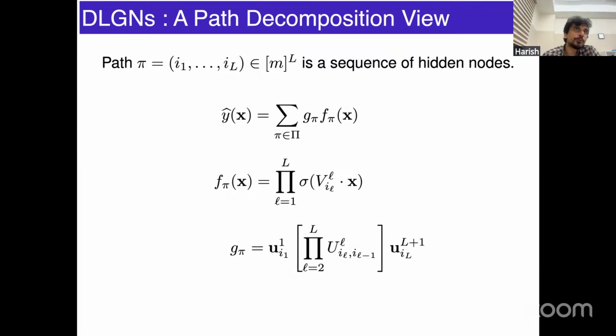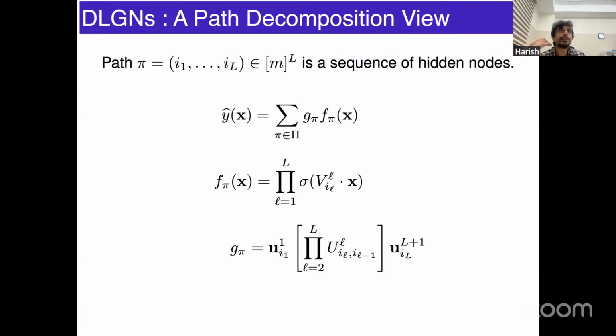express the model output of a DLGN in an equivalent way as a sum of paths. So that's the alternate expression here. You can see that the model output of a DLGN can be expressed as a sum over the paths g_pi f_pi. So pi is a path, and what do you mean by a path? Let's say you have L hidden layers, and each hidden layer, let's say, has M hidden nodes. You can pick one of the hidden nodes in each layer. So it means there are M power L ways in which you can pick a path.